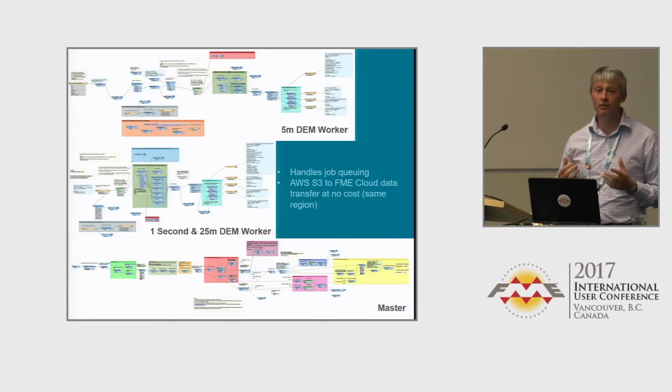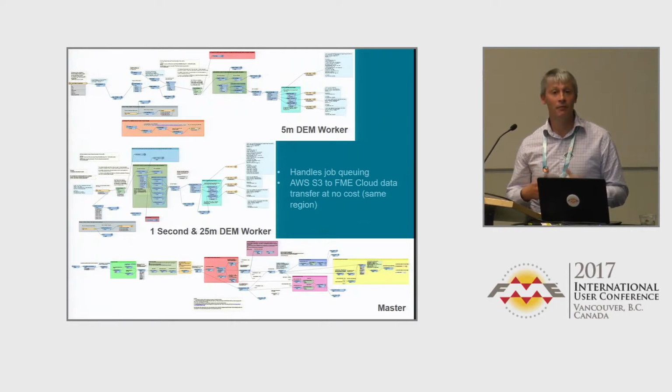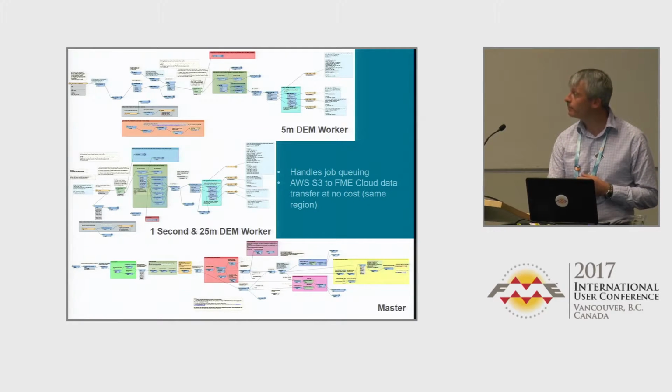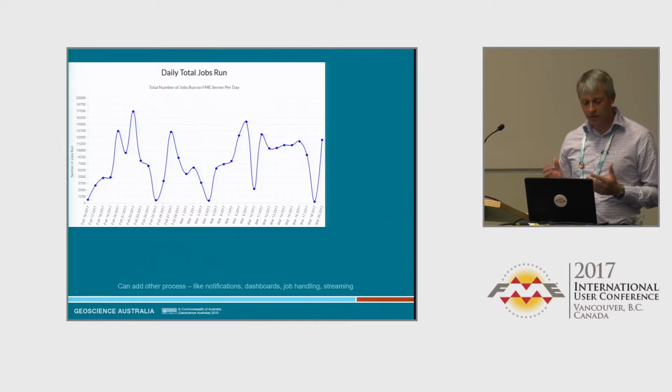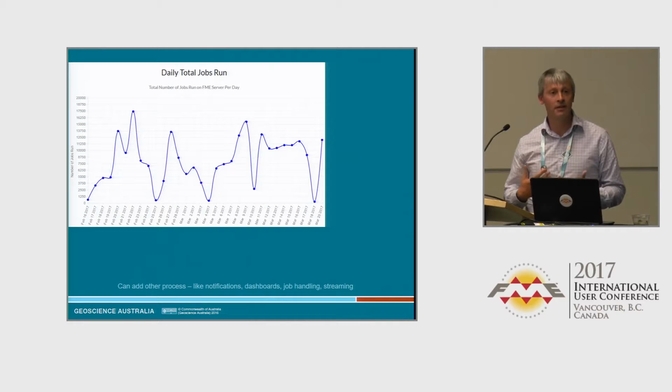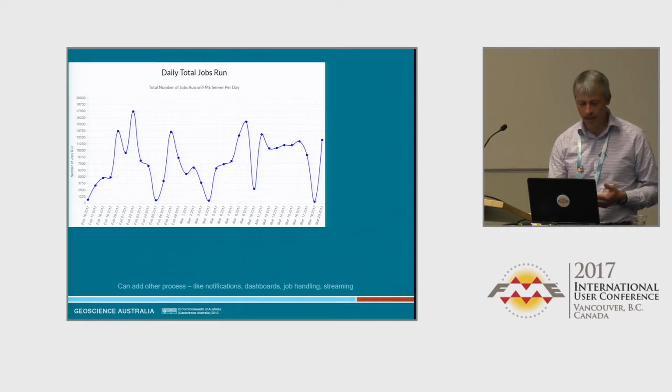The other advantage that we found with FME Cloud was that we were able to embed that with our S3 in our EC2 bucket, and the transfer of data between the two is cost neutral. It's zero cost. It's also very good in the sense that it does a lot of things like notifications, and dashboards are very handy. It's job handling, as I just mentioned, and it's streaming. All valuable things for us to be able to do our analytics and move our information around.